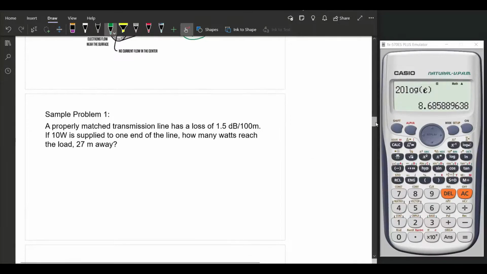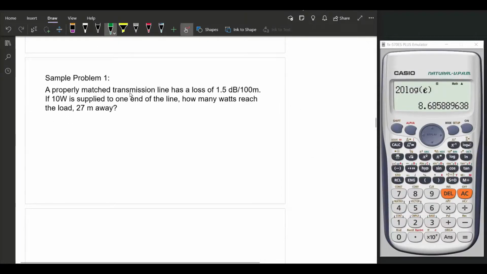So I have your sample problem regarding the losses. A properly matched transmission line has a loss of 1.5 decibels per 100 meters. The losses of transmission lines are expressed in terms of decibels per meter. Okay, so may mga ganyan sila. This is actually attenuation. May mga ganitong measurement.